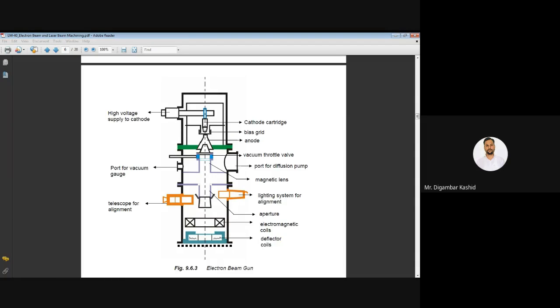Due to that heating, it leads to thermionic emission of electrons. The combination of the repelling force from the negatively charged cathode and the attracting force from the positive anode causes the free electrons to be accelerated and directed towards your workpiece. That is a simple funda. Another major requirement of EBM operation is to maintain the vacuum also. For that purpose, this gun is important.